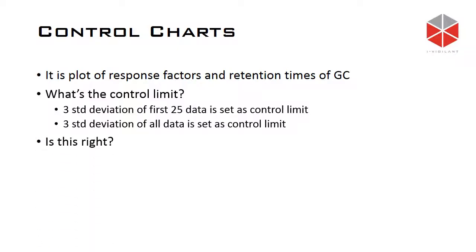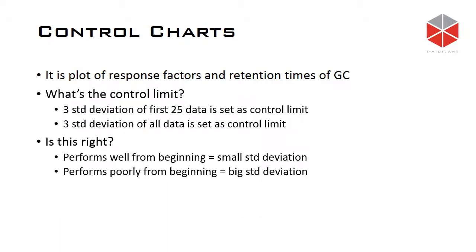Is this right? What if the GC has been performing well from the beginning? That means we will have a small standard deviation. What if the GC has been performing poorly from the beginning? That means we have a big standard deviation. What this means is that a GC that has been performing well from the beginning is prone to control chart failures because we have a small standard deviation. And when the GC has been performing poorly, we have quite a big standard deviation and it always passes. It's just not the right limit.